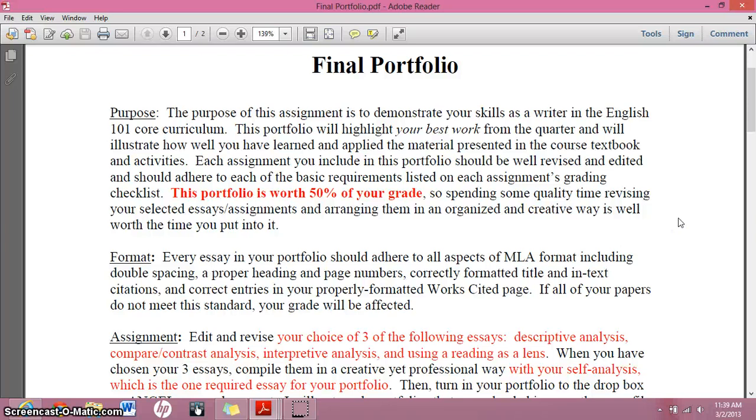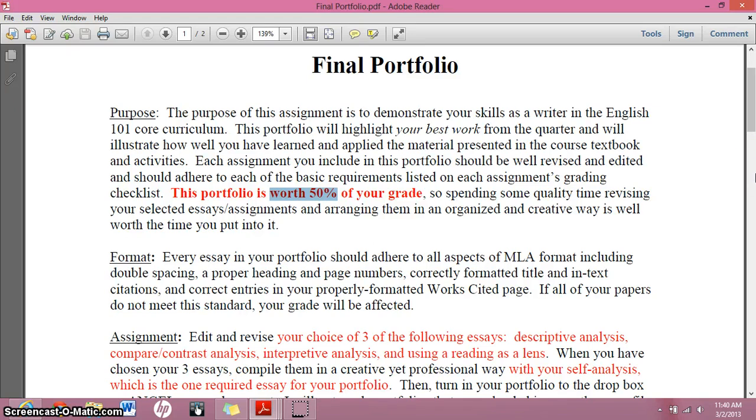It's very important that you understand all the critical elements of the final portfolio because it is worth 50% of your grade. So this is the big assessment that you're going to have this quarter. This is why I have not been grading your essays one by one, because I want to look at your best work that you have done over the quarter. So you need to be revising and improving your essays using all of the information. We've gone through most of the course content, which means it's time for you to truly start applying that.